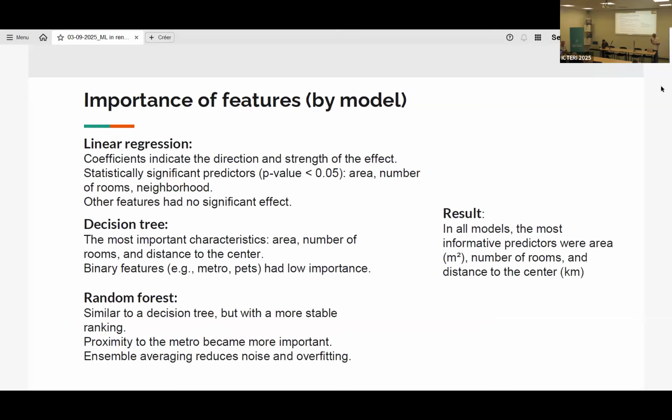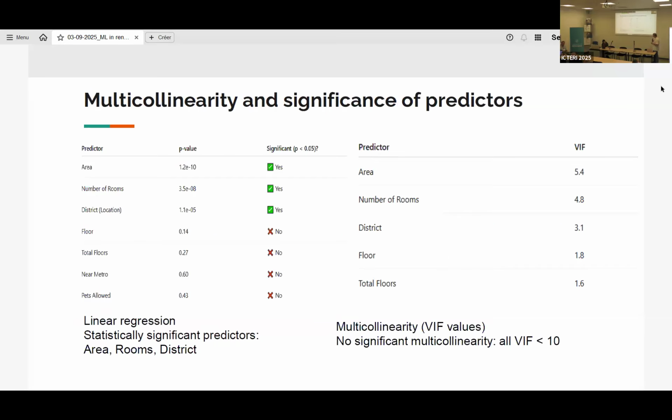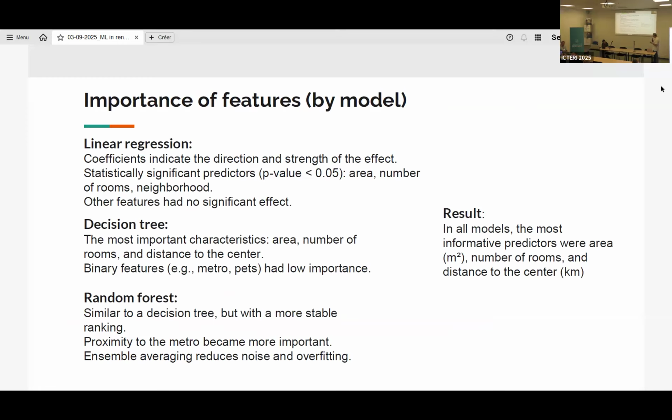So, the comparison of models reveals which features drive property prediction across our 3 models. We can see in all of these 3 models some set of main predictors. For linear regression, statistically significant predictors were area, number of rooms, and neighborhood. For decision trees, it was also area and number of rooms, but the third predictor is different. It's distance to the center. And for random forest, it's similar to the decision tree, but with a more stable ranking. So in all models, the most informative predictors are the area, number of rooms, and distance to the center.